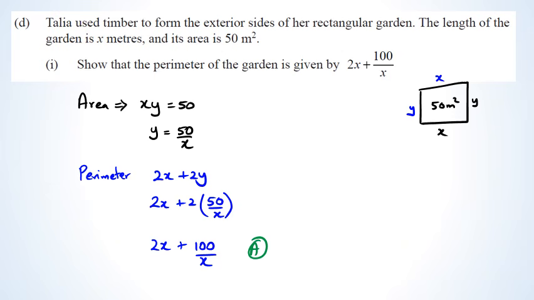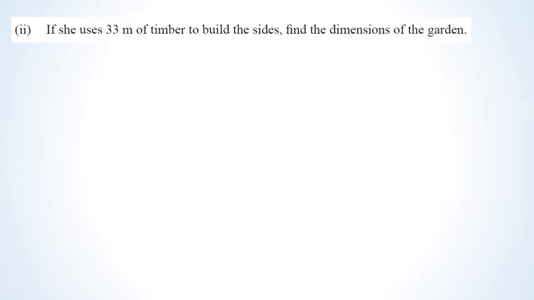All right, let's go to part 2 of this question. It says, if she uses 33 meters of timber to build the sides, find the dimensions of the garden. What we do know is the perimeter is equal to 2x plus 100 over x, and now we're saying that the timber she's using is 33 meters. So we've got to figure out the dimensions of the garden, which means we basically have to solve this equation. The easiest way to do this particular question is to get rid of that x in the denominator by multiplying every term by x.